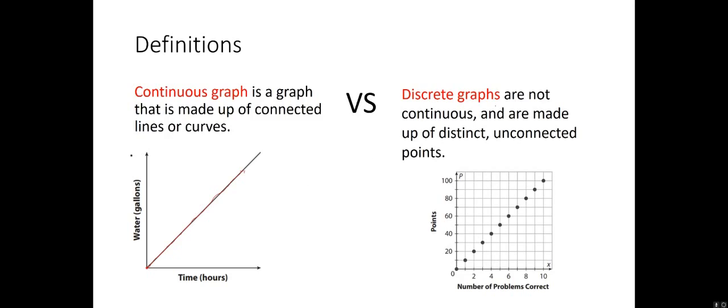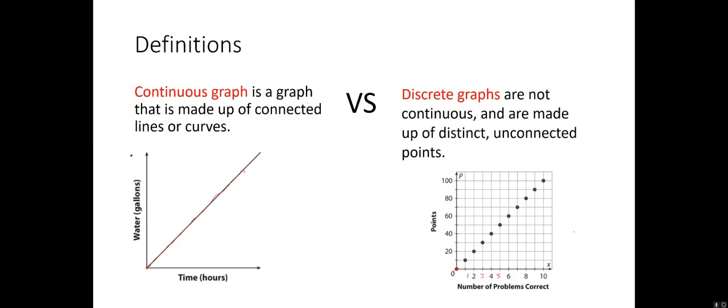Now, discrete graphs are not continuous and are made up of distinct, unconnected points. So, for example, the number of problems correct. Let's say this is a test. If you score 0, you get 0 points. What if you score 1 point? Oh, you get, it looks like 10, because it's jumping up by 30s. Well, what if I get 1.5 points right? And you're just like, wait, there is no 1.5. There's either 1, 2, 3 problems, 4, 5.